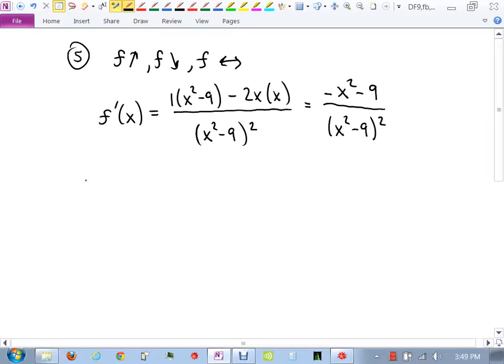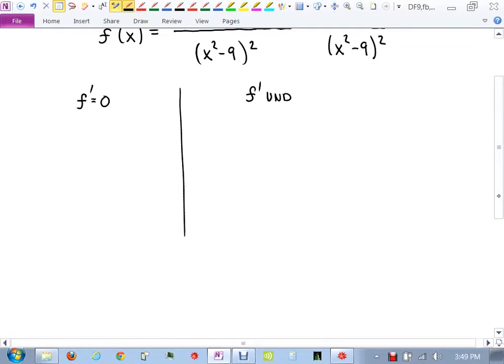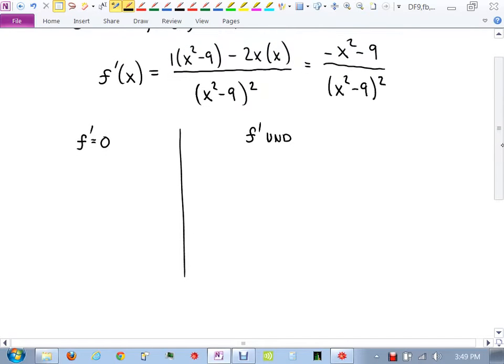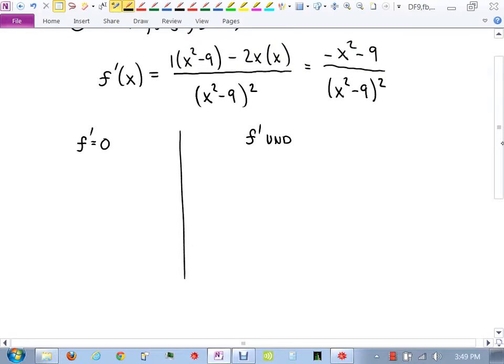Now we have to ask two questions, remember? Where is that 0, and where is that possibly undefined? So where is it 0? Well, when is a fraction ever equal to 0? Only when the numerator is 0. So don't I just have to look at just the numerator set to 0? Go ahead and move the 9 over. What can you tell me already? Right here, what can you tell me?